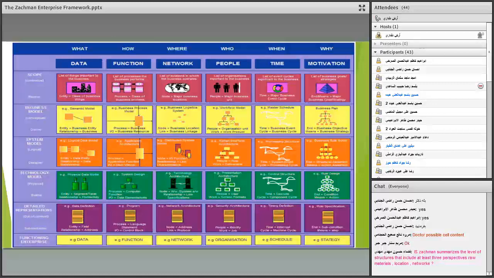The second column is how. This column denotes the functions within the enterprise. In other words, this column talks about the functions that change the data. We're talking about the processes within the enterprise that tend to change the data.